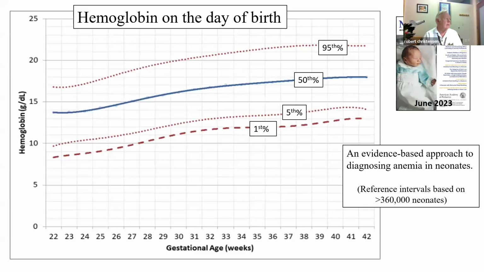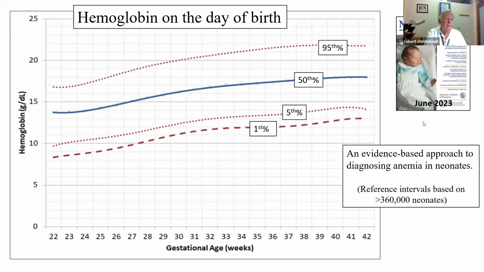This is what it looks like today. This is a reference interval on hemoglobin on the day of birth, according to gestational age in weeks. Here you see hemoglobin. Here you see gestational age in weeks. And here you see the lines representing the first percentile, the 5th, the 50th, and the 95th percentile. This reference interval is based on over 360,000 neonates curated for the absence of pathology as best we could.